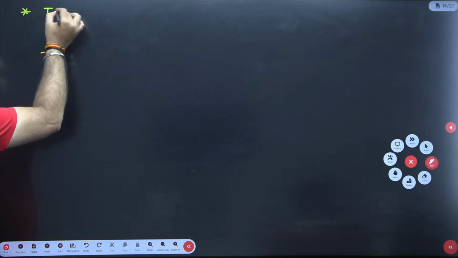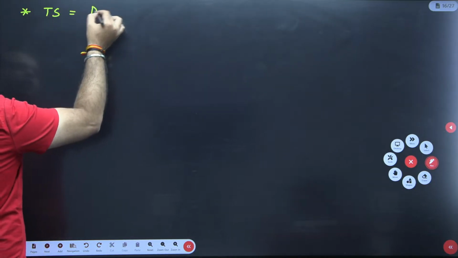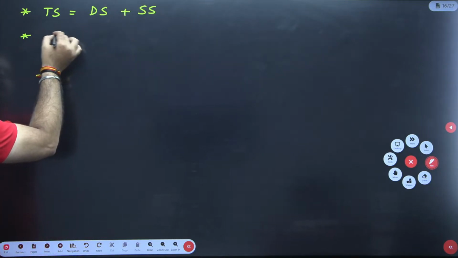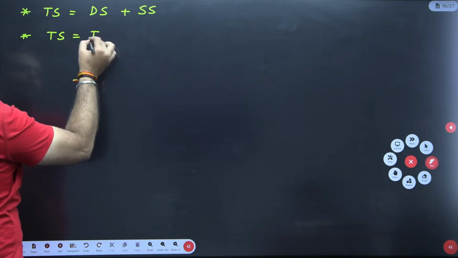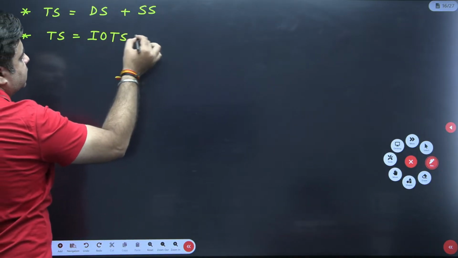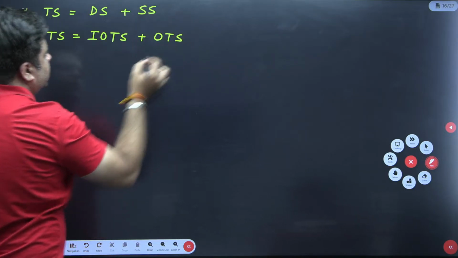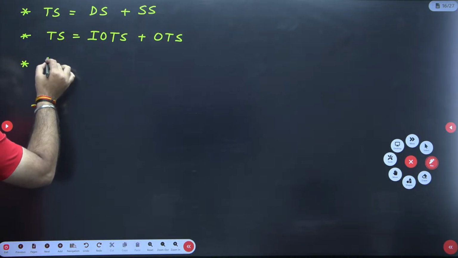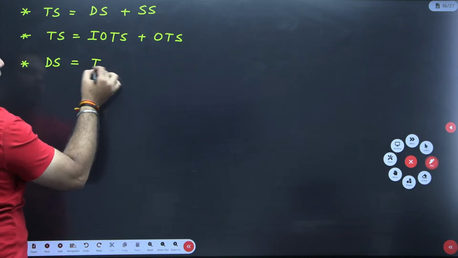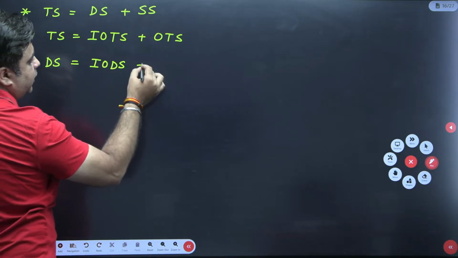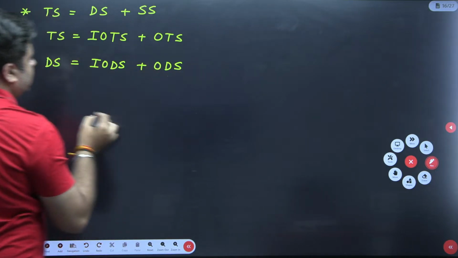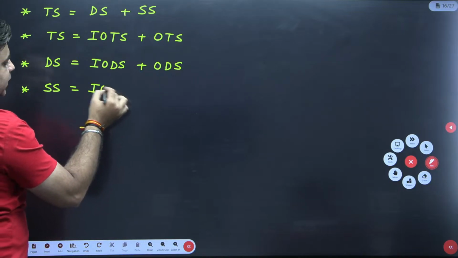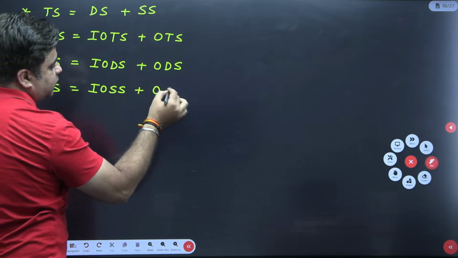So total solid is the sum of dissolved solids plus suspended solids. Then total solid is also the sum of inorganic total solid plus organic total solid. Then you have dissolved solid is the sum of inorganic dissolved solid plus organic dissolved solids. Then you have suspended solid is the sum of inorganic suspended solid plus organic suspended solid.